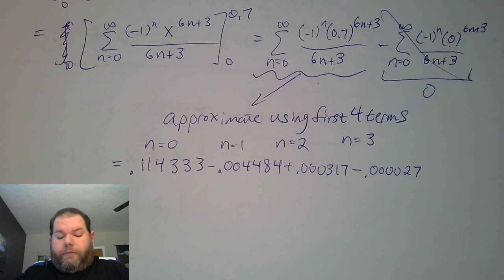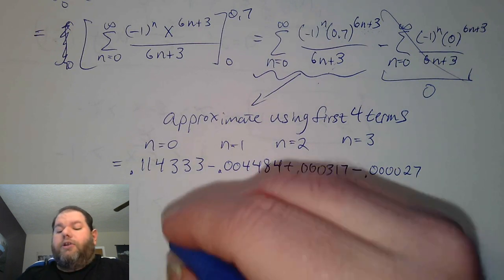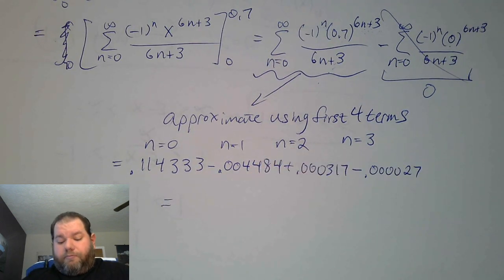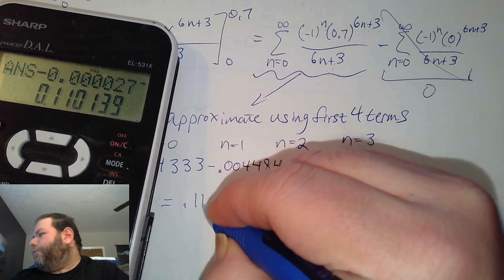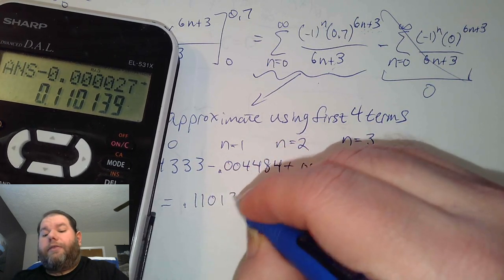Okay. So now we'll just put each of these together. Actually, it may be pretty accurate because we got 4 leading zeros here. 0.114333 minus 0.004484 plus 0.000317 minus 0.000027. So we get 0.110139.